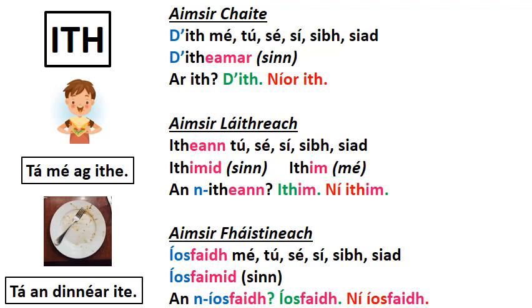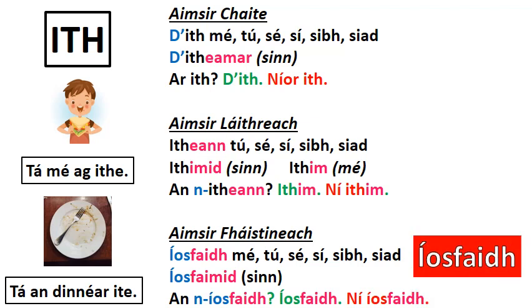So here all of the rules with the endings are the same. It's just that change at the beginning to ís. So what do we need to remember about ith? Well, its Aimsir Chaite is normal. Its Aimsir Laithreach is normal. In its Aimsir Fháistineach, the endings are normal. The only thing I need to remember here is the ís. So I need to remember íosfaidh. That's the really important thing I need to remember.